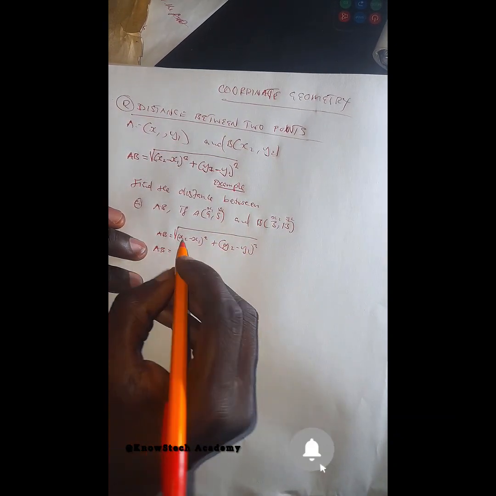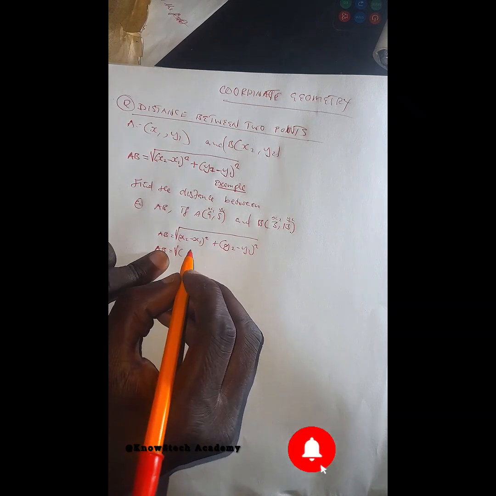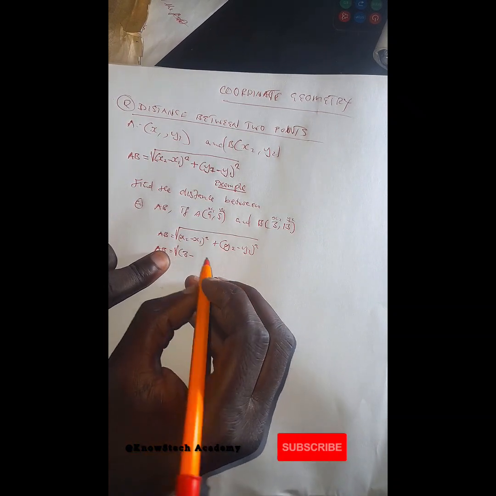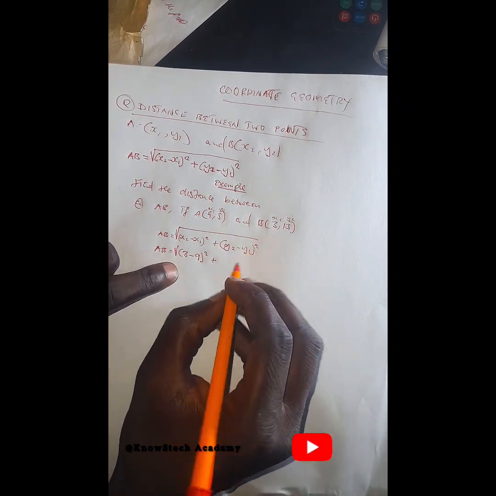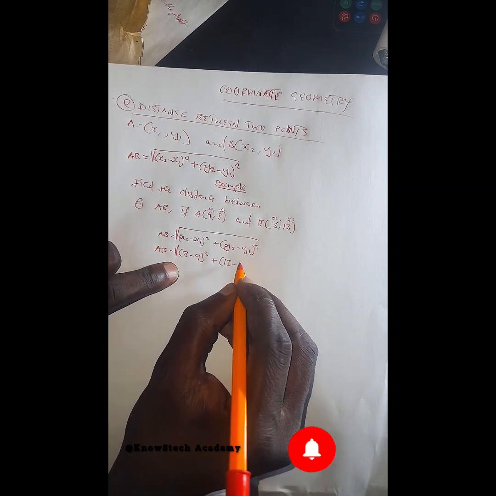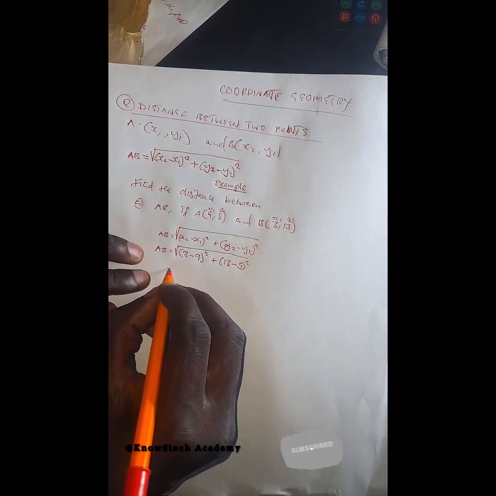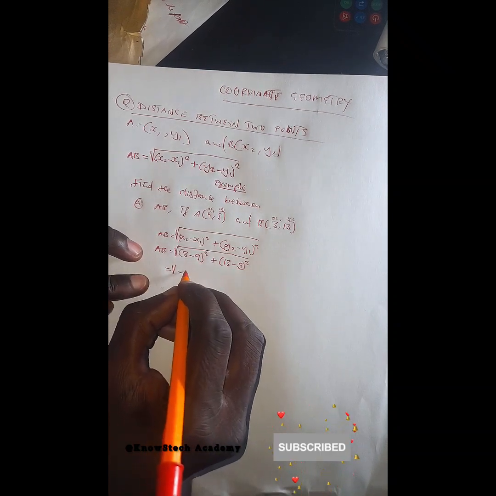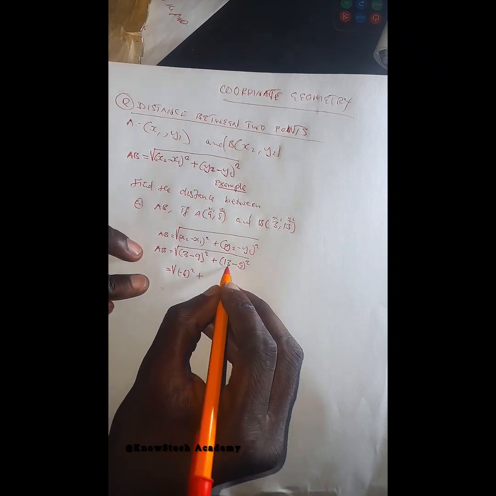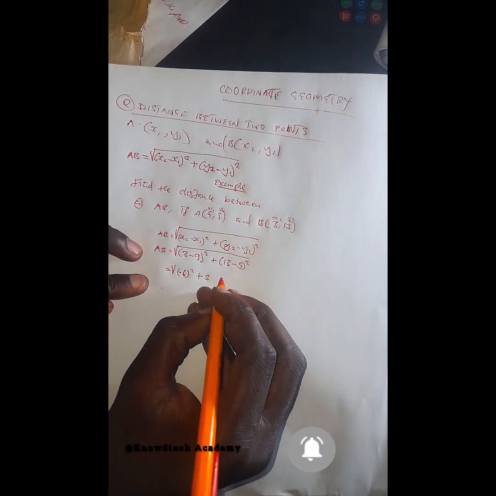So AB is equal to the square root of x2, which is 3, minus x1, 9, squared, plus y2, which is 13, minus 5, which is y1, squared, then the square root of this. 3 minus 9 is negative 6 squared, plus 13 minus 5 is 8 squared.